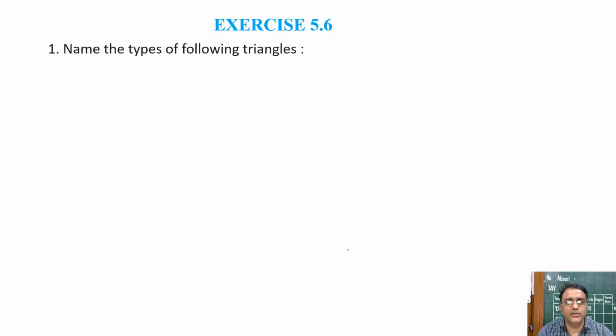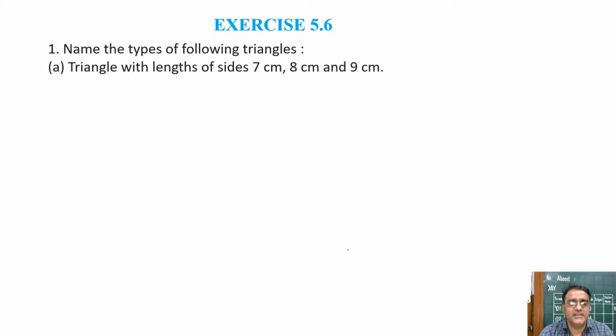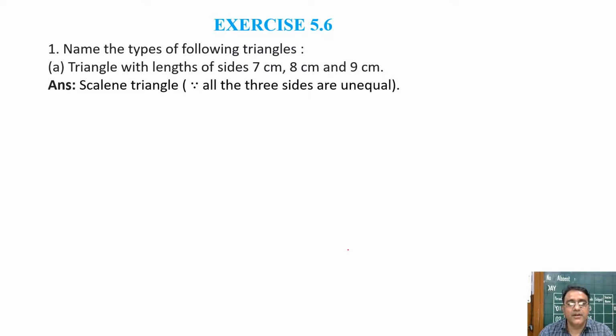Name the types of the following triangles. So triangles with lengths of sides 7 cm, 8 cm and 9 cm. See, all are different sides. Okay? So all are different sides means which type of triangles? Scalene triangle. अगर सभी अलग अलग साइड है तो scalene triangle. Okay? So answer is scalene triangle because ये जो symbol है, the meaning of this symbol is since. Okay? इसको उल्टा लिखेंगे तो therefore होता है. So all the three sides are unequal.